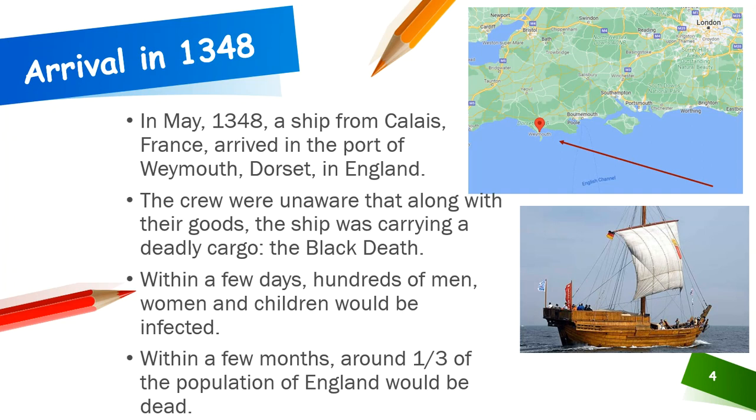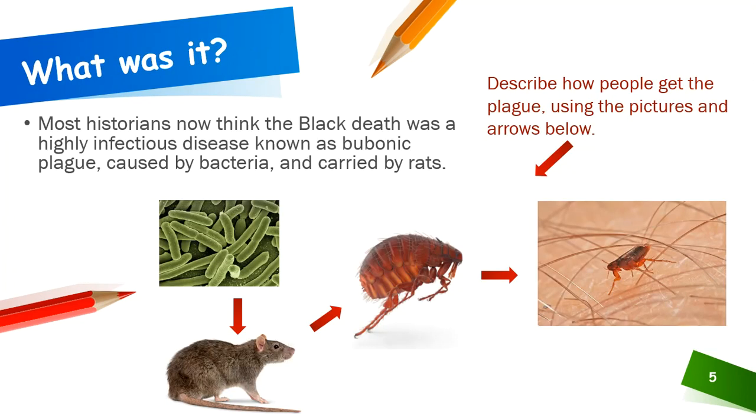Within a few days, hundreds of men, women, and children would be infected. Within a few months, around one-third of the population of England would be dead. What was it? Most historians now think the Black Death was a highly infectious disease known as bubonic plague, caused by bacteria and carried by rats.